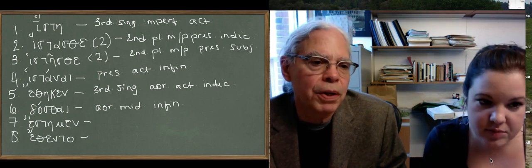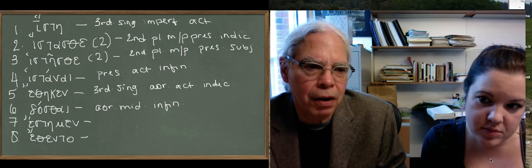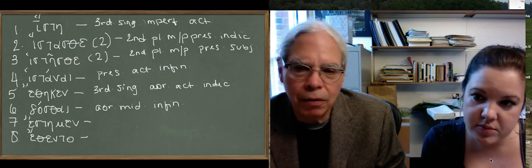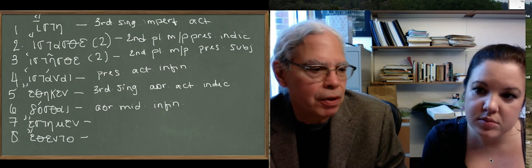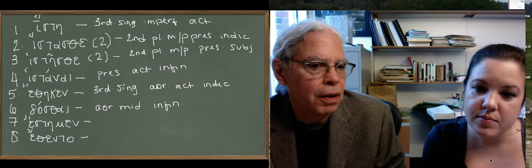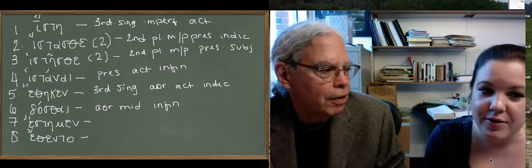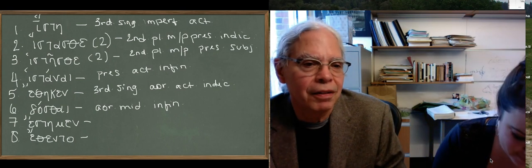The next form is estemen. Okay, we've got an augment, a stem ste, and a personal ending men. Notice we've got ste, not reduplicated, so it has to be aorist. We've got the e, so it's an augment. We know that it's an indicative form, and men is the first person plural ending. So what have we got? Aorist, first person plural, active, indicative, yeah, exactly. All right.